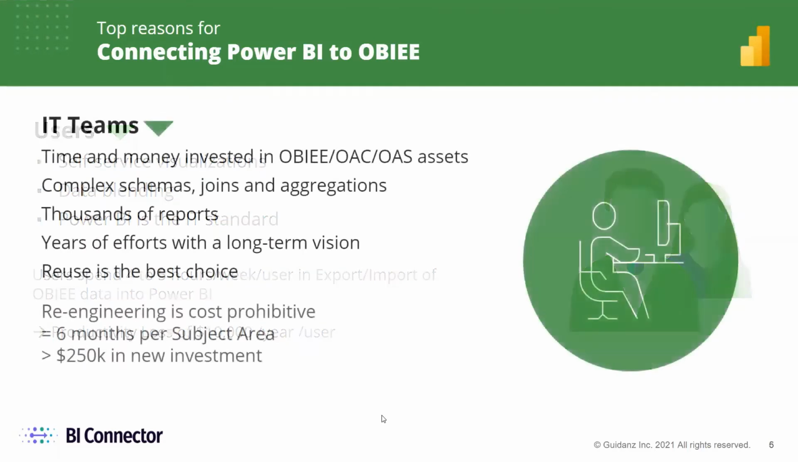Now let's see it from the IT team's perspective. The IT teams, you have already invested a lot of time and money in creating the existing OBIE or OAC or OAS assets, and you have already built a lot of complex schemas, joins, and aggregations. And on top of that, thousands of reports are being consumed by the users, years of effort went into creating the existing assets, and it's almost a single source of truth. OBIE is a single source of truth, and you want to reuse rather than recreating all that stuff in Power BI from scratch. It is again a painstaking process, and re-engineering is cost prohibitive as well.